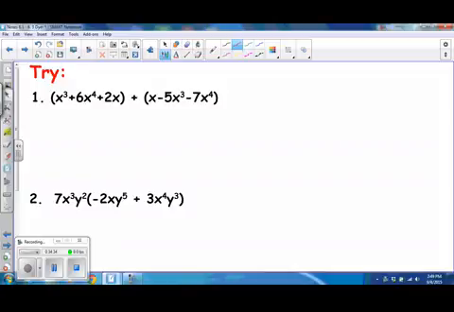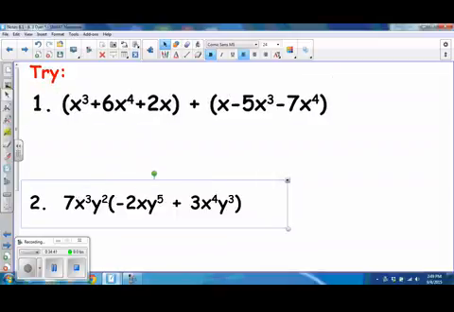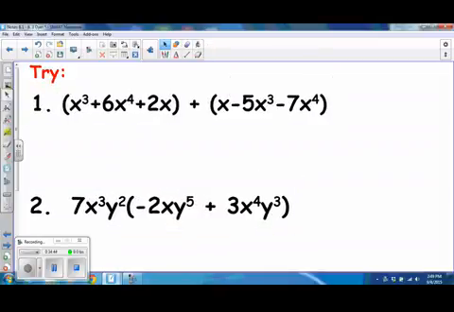So I want you to try these, and I will enlarge them to make them easier to see. I want you to try these.